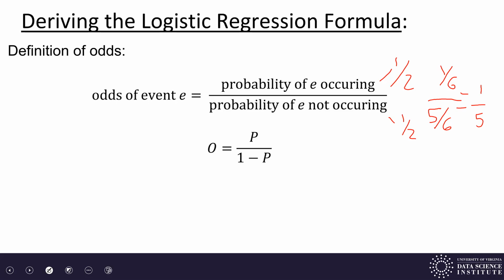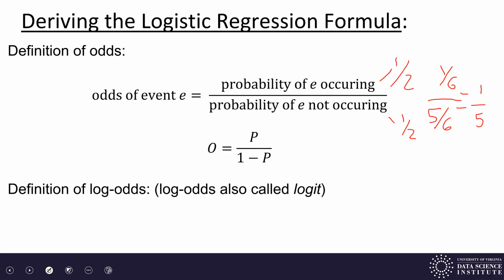We can write the odds this way: O equals P, P being the probability of the event, divided by 1 minus P. What we often want to work with is not the odds directly, but the log of the odds, also called the logit. It's the natural logarithm of the odds, and that's given here. So it's the natural logarithm of the odds equals the natural logarithm of P over 1 minus P.